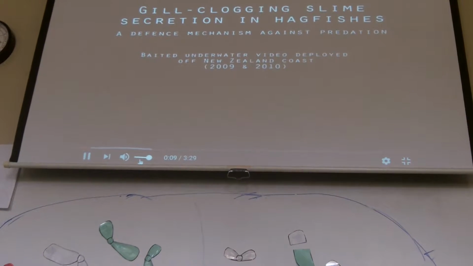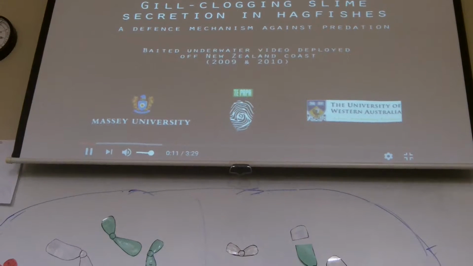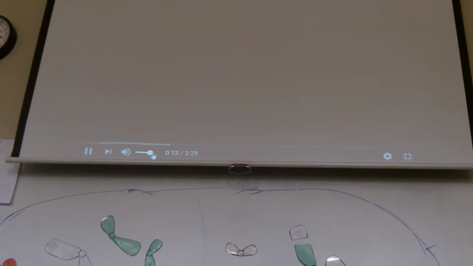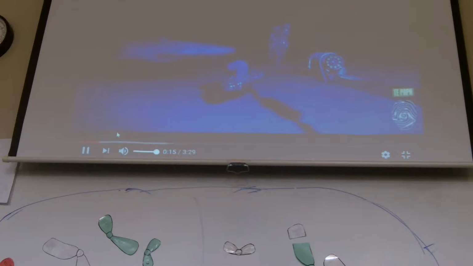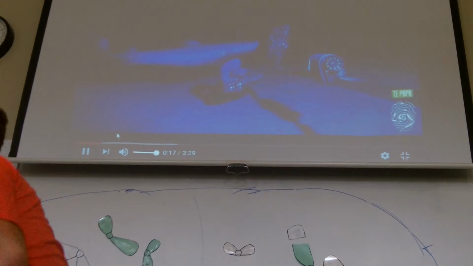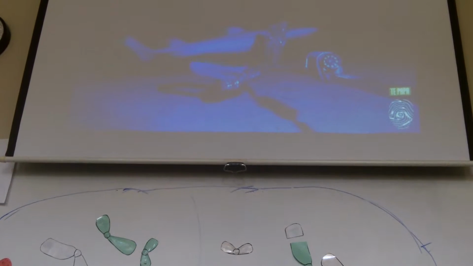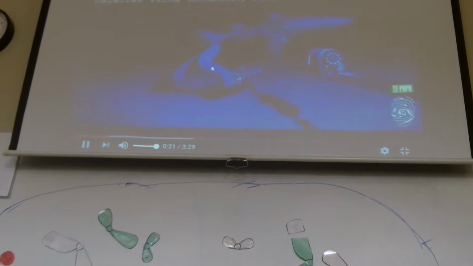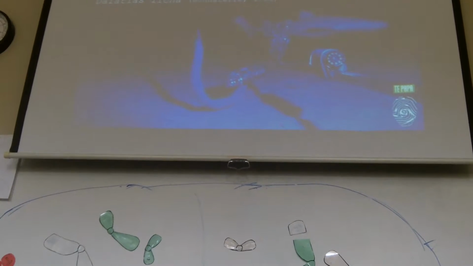Gill clogging slime secretion in hagfish. There's not any sound to this. This is an underwater camera, and you can see this hagfish messing around down here. And the shark's going to try and eat him, I think. Shark is going to choke. And he's going to get a mouthful of mucus. It also tastes really bad.